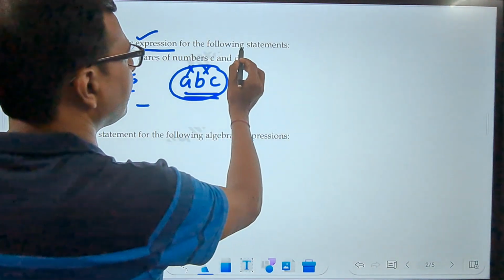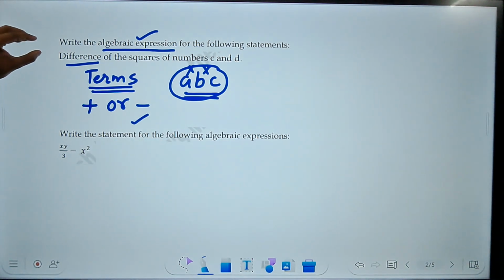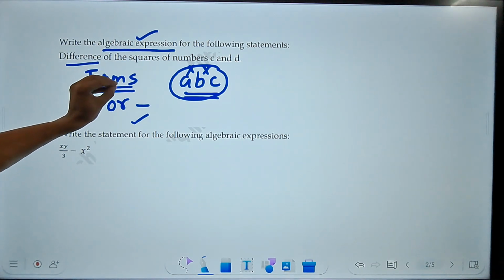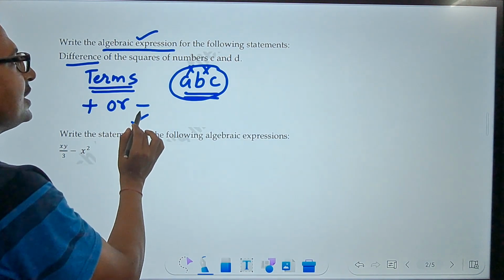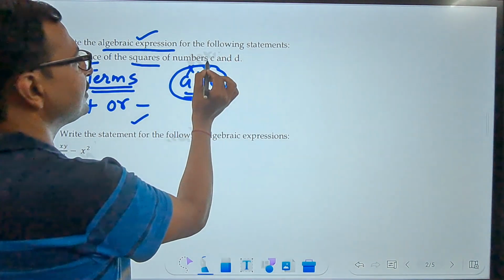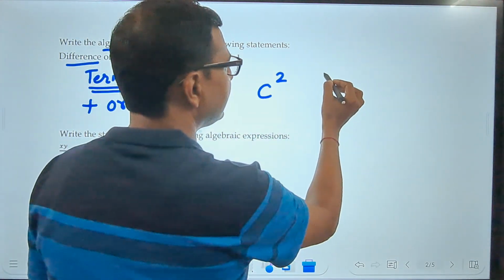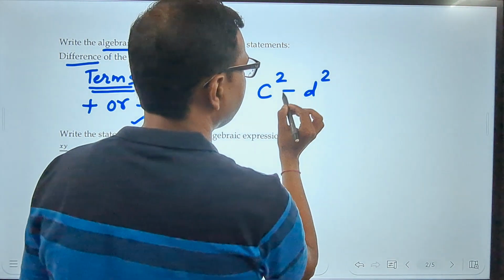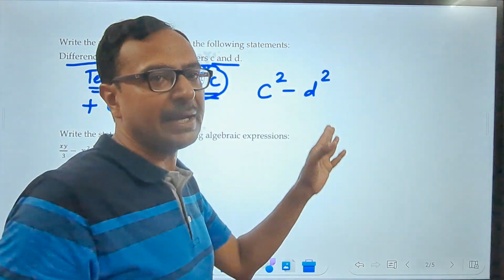Now when we are talking about difference, that means we will have a negative sign, and whenever you have the word sum or difference, the resulting expression will contain more than one term. So here, since there is a difference of something, we will have more than one term. The first thing is the square of C and then the square of D, and you are finding the difference between them. Difference means minus. So the algebraic expression which represents this statement is C square minus D square.